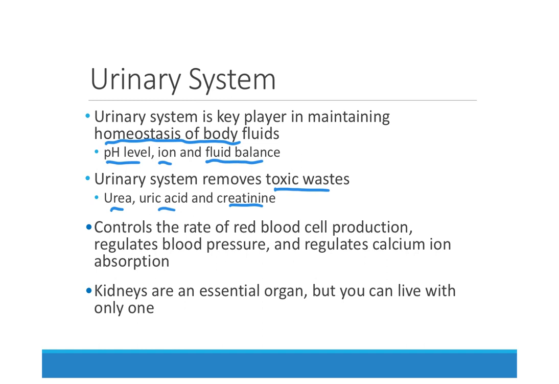Along with that, the kidneys are involved in regulating red blood cell production through the production of the hormone erythropoietin. The kidneys also monitor blood pressure and work with the parathyroid hormone to control calcium ion absorption in the body. Your kidneys, a key component of the urinary system, are an essential organ. You need to have one to survive, but you can live with only one.